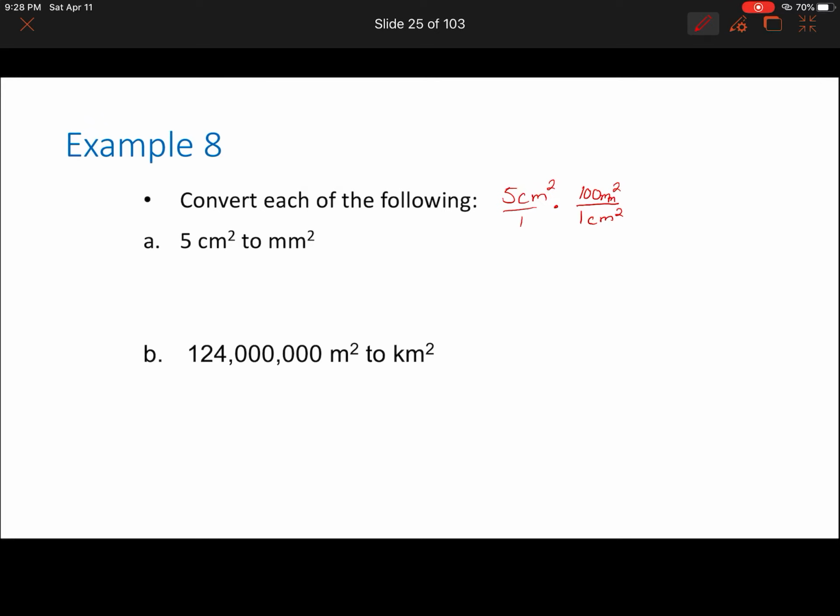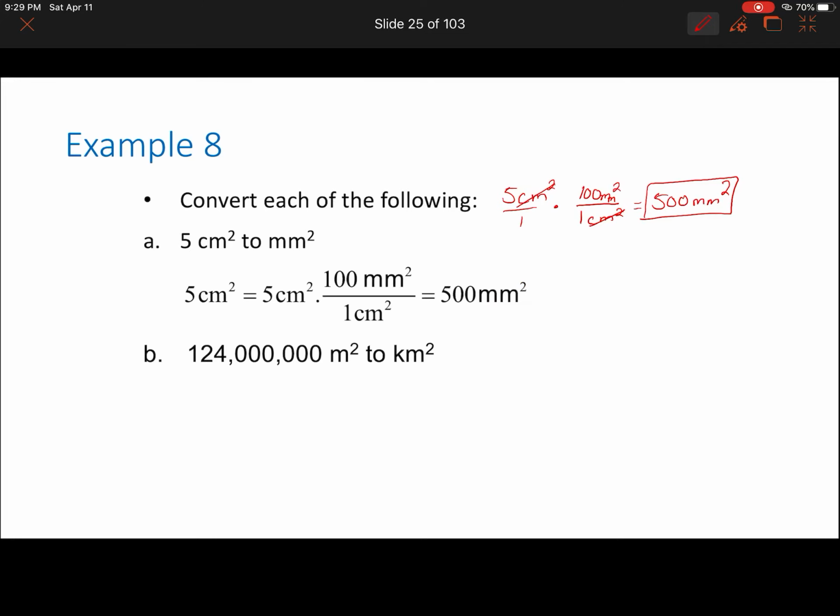And it's 2 m's, not just 1. And so the centimeter squared cancels, and we can multiply now because now we have millimeters squared. 5 times 100 is 500 millimeters squared. And then we don't have anything on the bottom except 1, so that must be our answer. Again, just trying to go from one direction to the other, following that conversion table is what we're going to do.